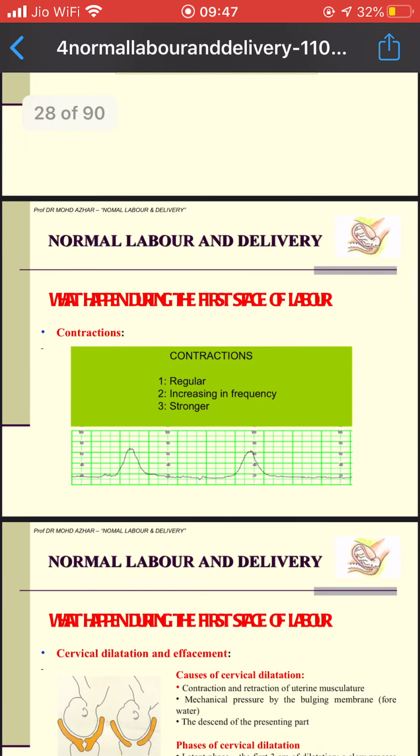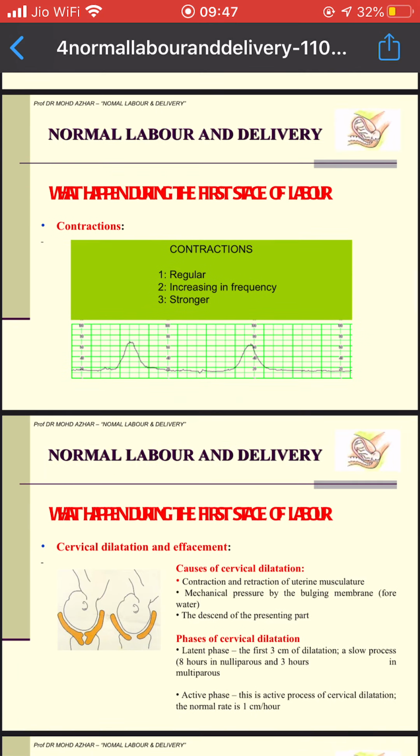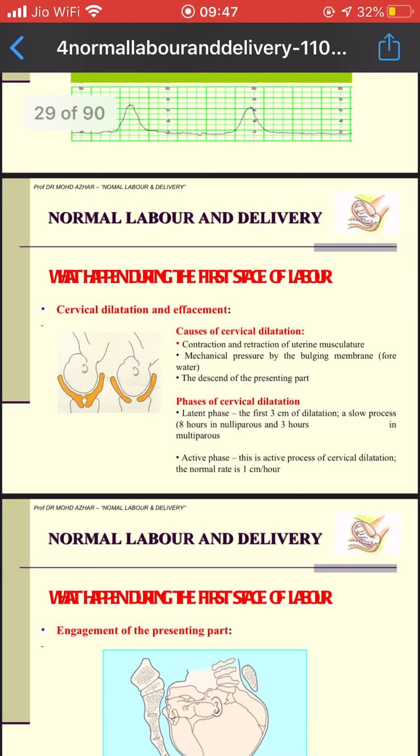Now, what happens in the first stage of labor? As you can see in this picture, the contraction has been shown in the graph. You should have at least 2 contractions in every 10 minutes, as I mentioned, and they should last for 45 to 60 seconds. Now, what happens in the first stage with cervical dilatation and effacement?